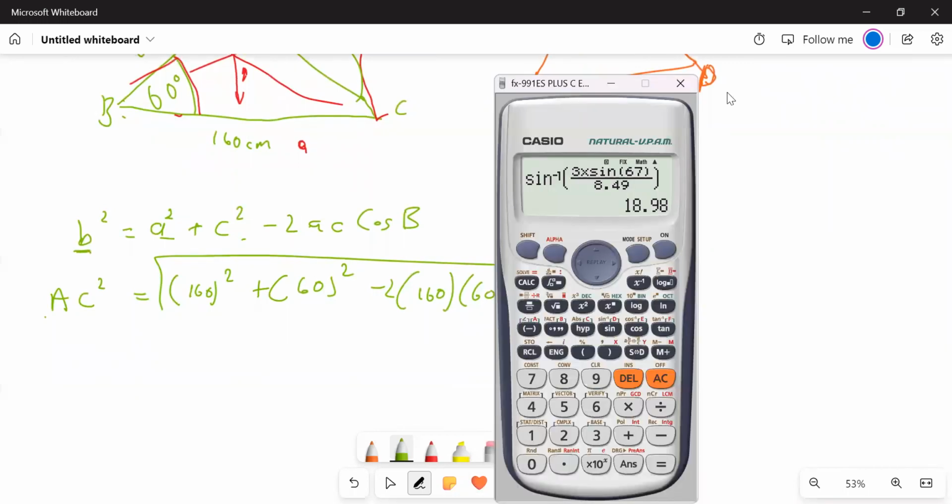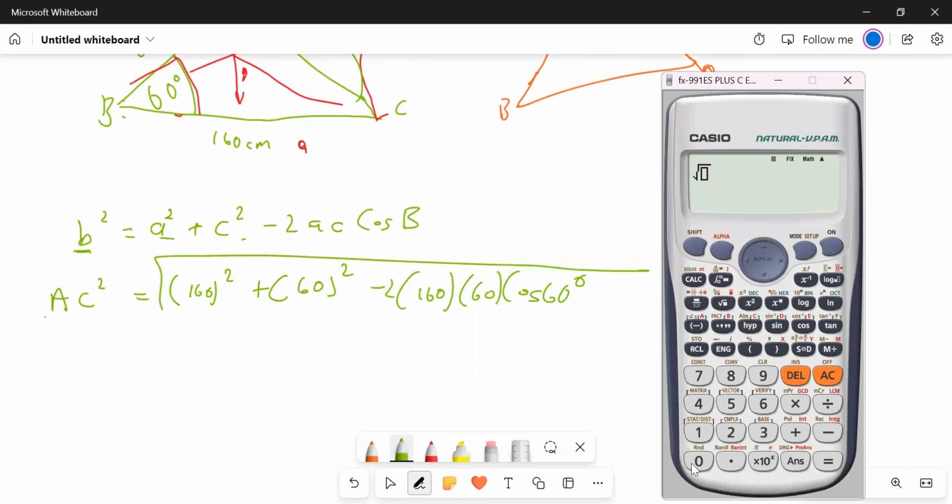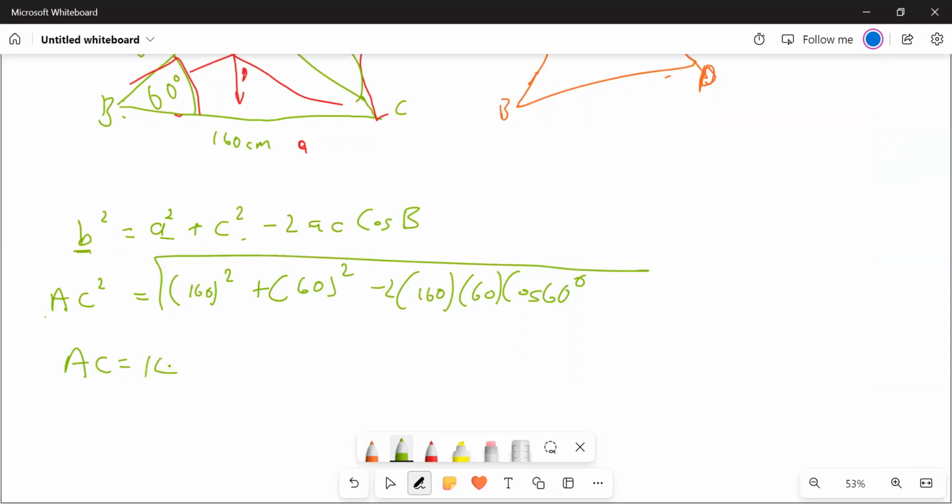Okay, let's type this in our calculator. We say root, open bracket 160 close bracket all squared, plus 60 close bracket all squared, minus 2 multiplied by 160 close bracket multiplied by 60 close bracket multiplied by the cos of 60 degrees close bracket. And then you say equals. It says AC is going to be equal to what?